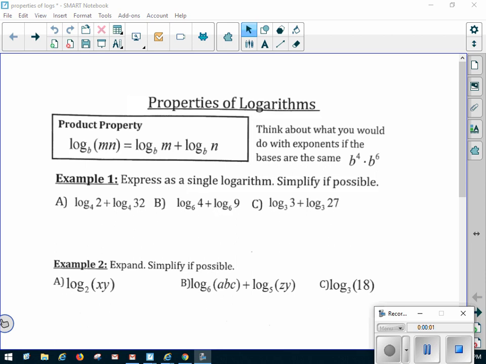This is an easy lesson for you. It should be review. We're going to dig into the stuff about logs that you really better make sure you know. Properties. The first thing we're going to remember is expanding and condensing logs.